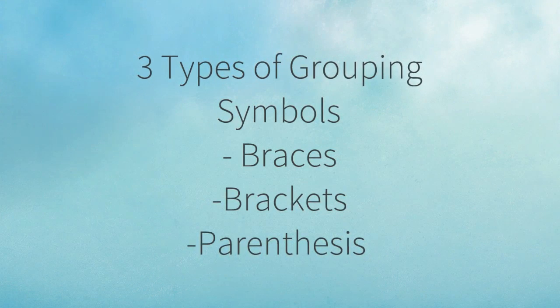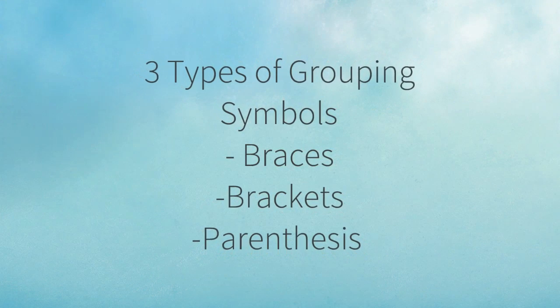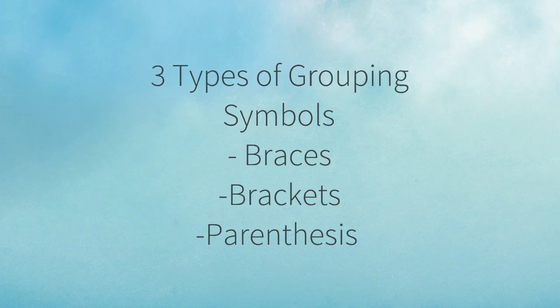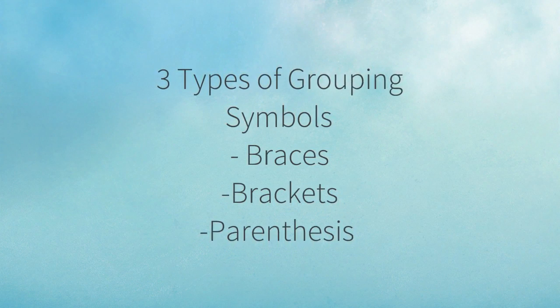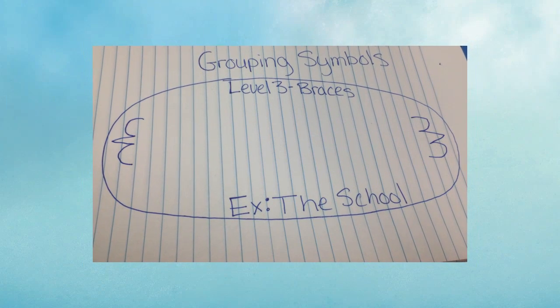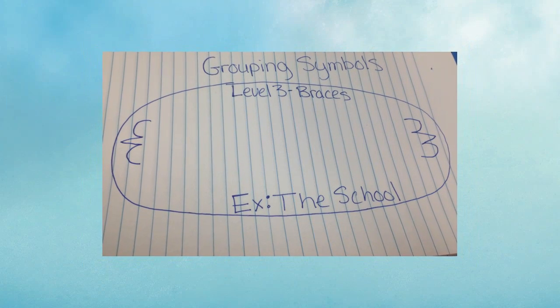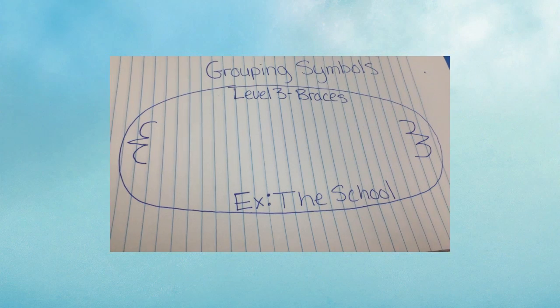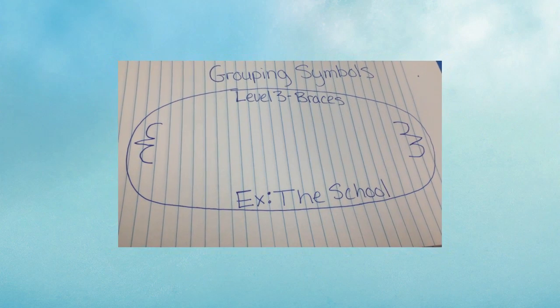There are three types of grouping symbols: braces, brackets, and parentheses. I consider each of them a different level. Level 3 is for braces, and they look like squiggly lines. They are the biggest level of symbols, almost like a school.